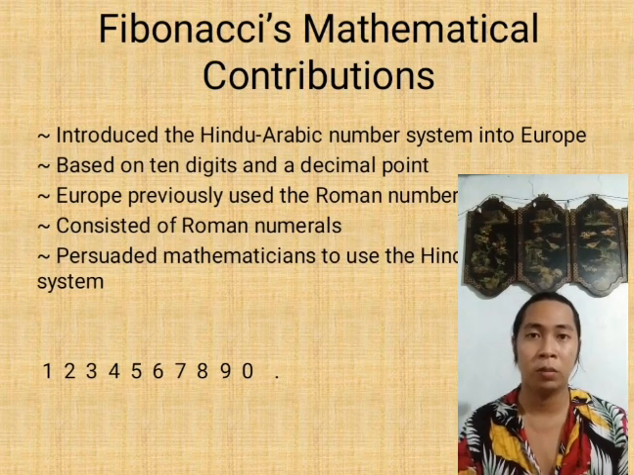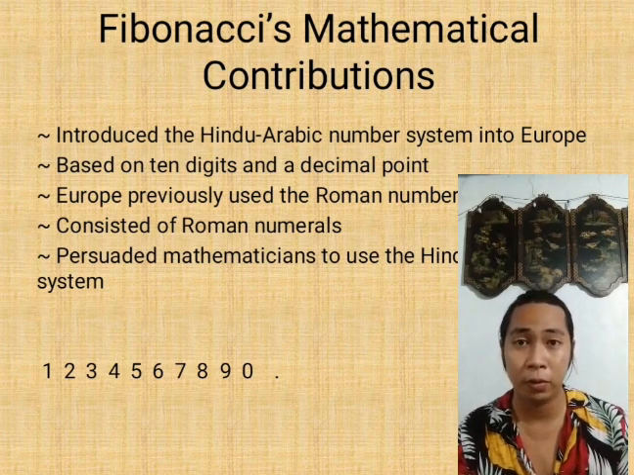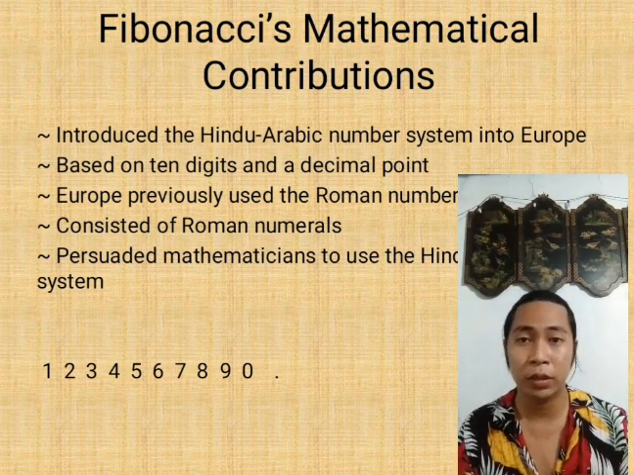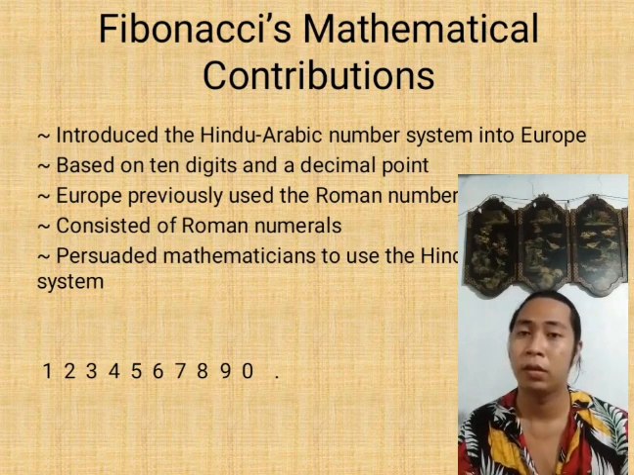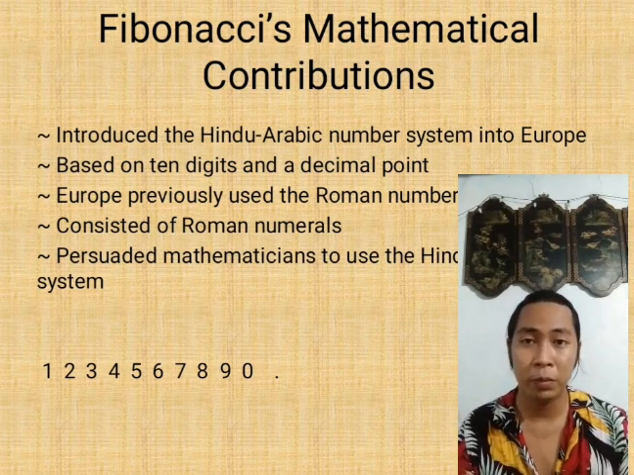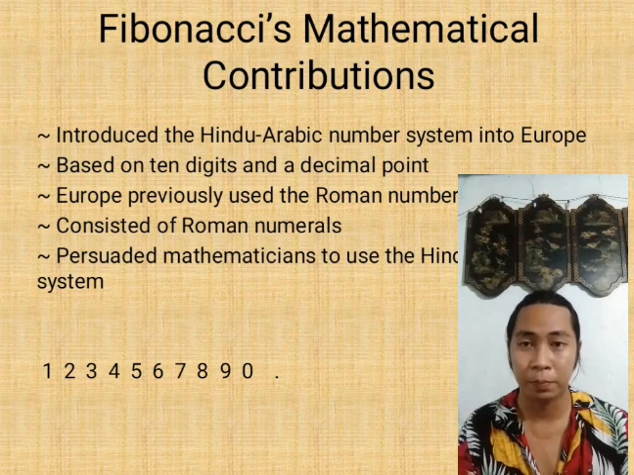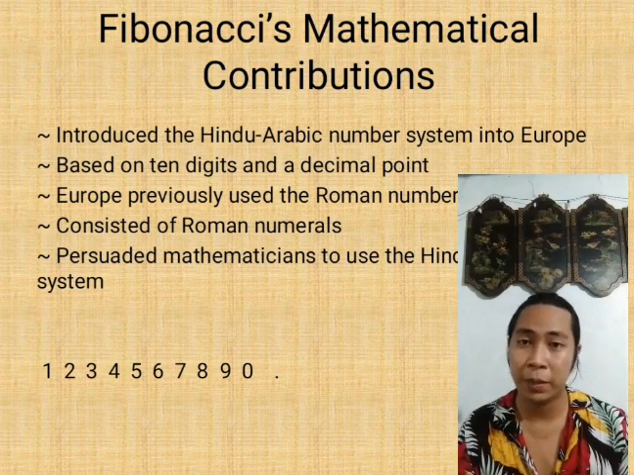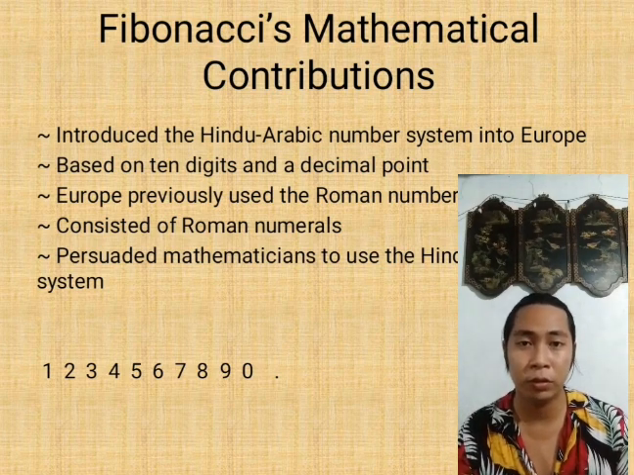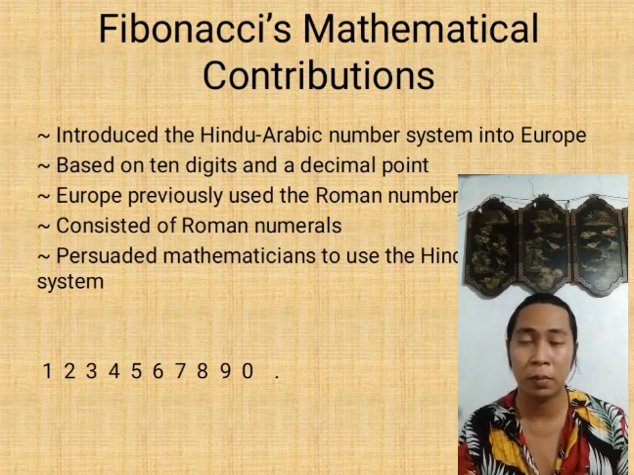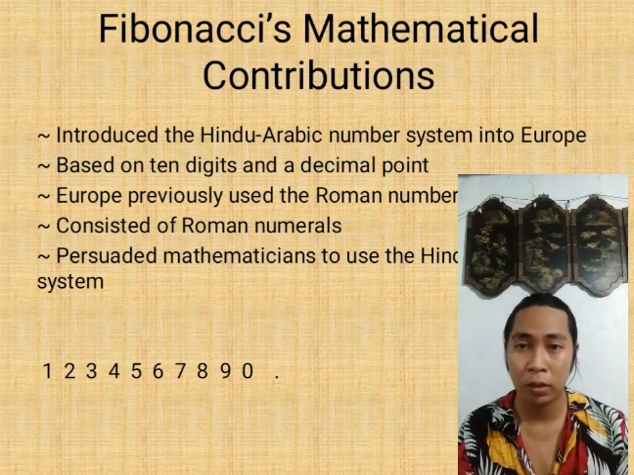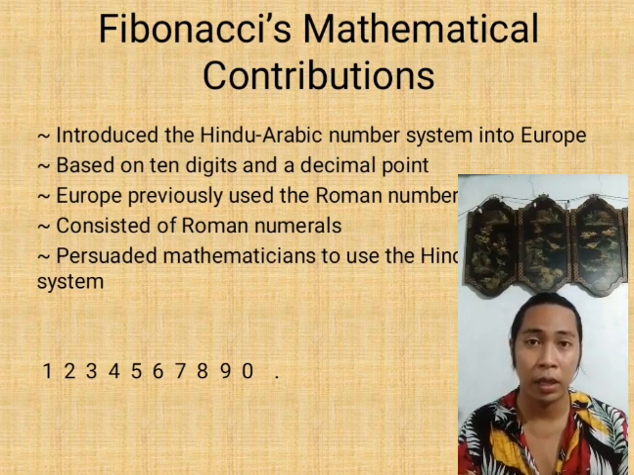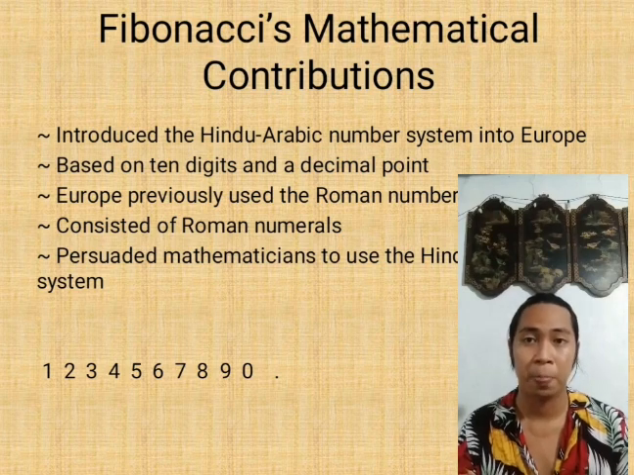Fibonacci's mathematical contributions. Number 1: he introduced the Hindu-Arabic number system into Europe. Number 2: it is based on the 10 digits and a decimal point. Number 3: Europe previously used the Roman number system. Number 4: it consisted of Roman numerals. Number 5: he persuaded mathematicians to use the Hindu-Arabic number system, and it is 1, 2, 3, 4, 5, 6, 7, 8, 9, 0.